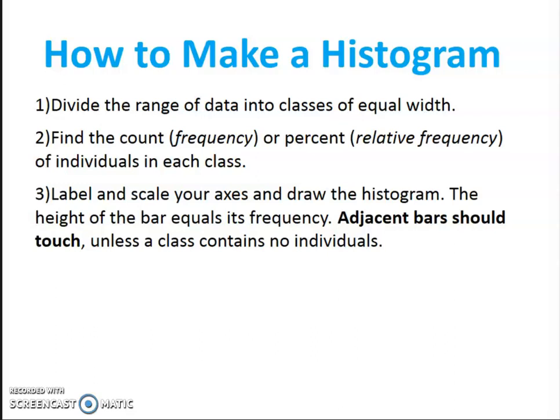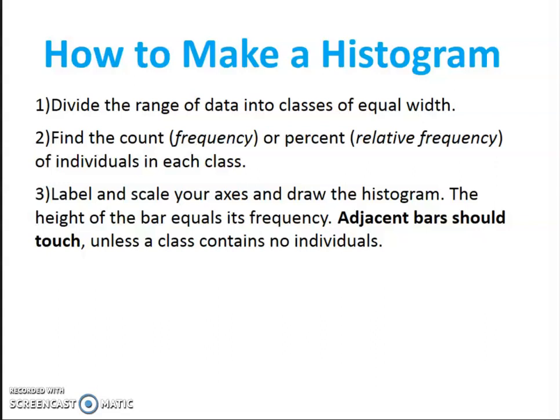Unless a problem states how many classes you should have, it's up to you what you decide. I would never go with less than 5 or 6. The more, the better, simply because it will give you a better idea of the shape of the distribution as well as center and spread. Then you're going to find the count, which is another name for frequency, or the percent, which is another name for relative frequency, of individuals in each class.